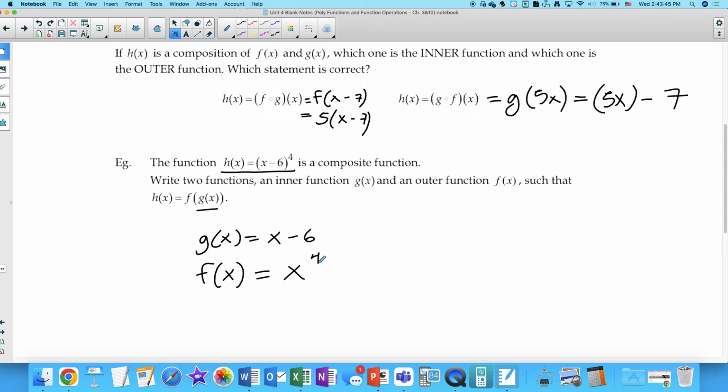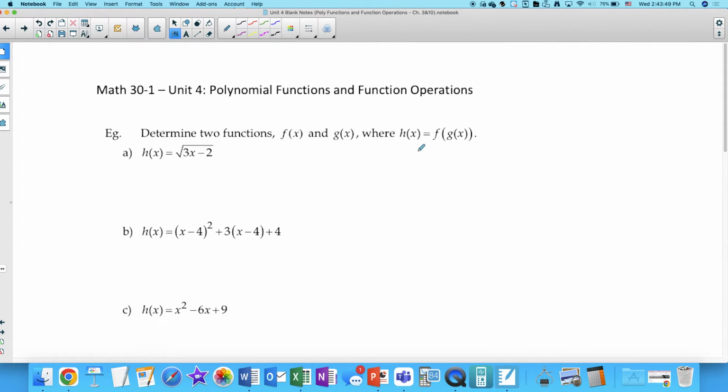Okay? So let's practice this a little bit. What could, if h of x equals the square root of 3x minus 2? Now this function, by the way, is not something weird that's made up. This is a function that we saw in radical functions. It's a transformation of y equals the square root of x. What would the inner function be and what would the outer function be?